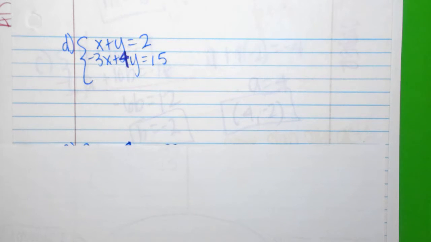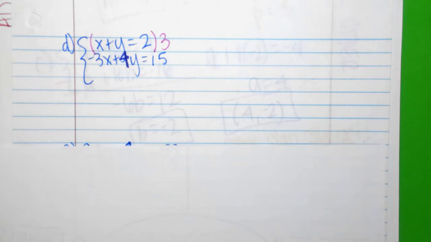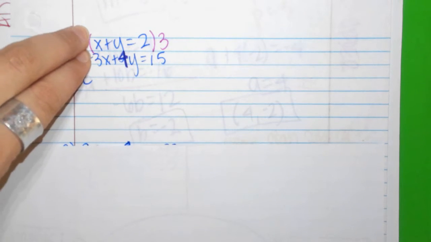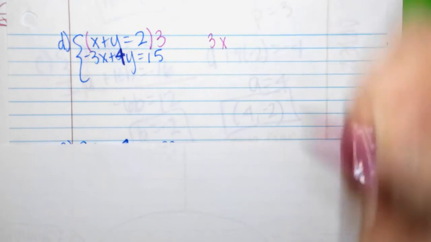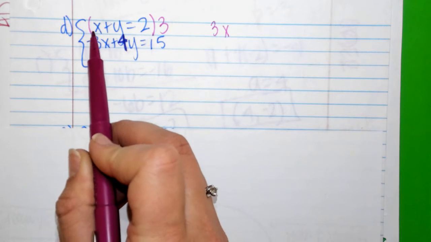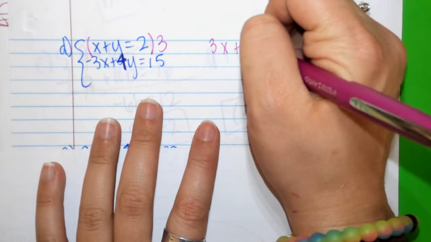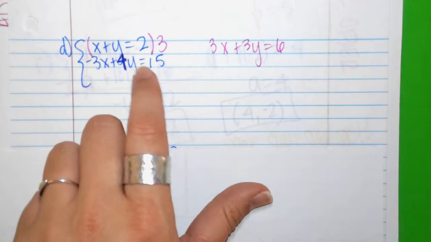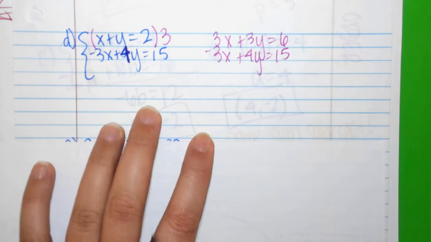Multiply the whole problem. Which one? The first one. Yes, awesome. All right, so let's multiply the top by 3. The reason we chose that is because they have opposite signs. So we multiply everything by 3. If we want to eliminate, they have to be the same number. All right, so 3x plus 3y equals 6. And then we just bring this one over. Negative 3x plus 4y equals 15.